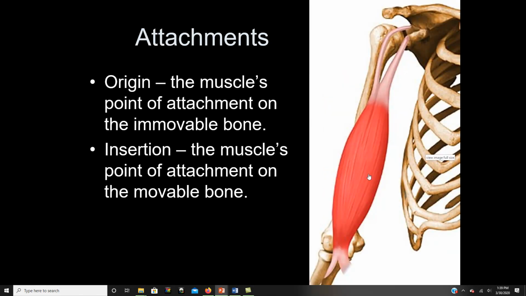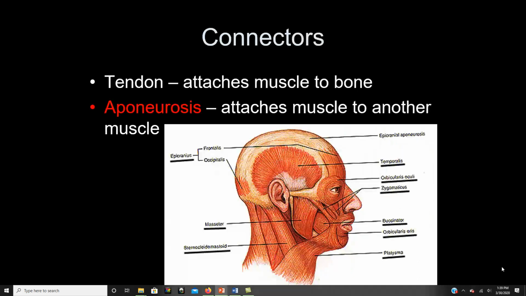Origin and insertion. Each muscle has a couple places where it's going to attach, if it's attached to the limbs anyway. Some of your muscles do attach to skin and they work differently, but for the most part, we have an origin, which is where the muscle attaches to the bone that it's not going to move. And then we have the insertion, where it attaches to the bone or bones that it is going to move. So this is the biceps brachii. The origin is up on the scapula. The insertion is down on the radius and the ulna down there.